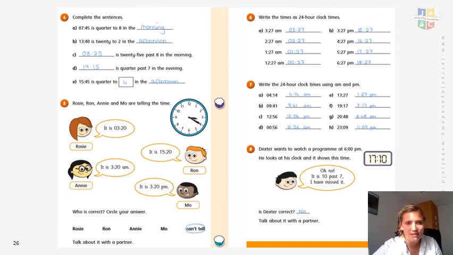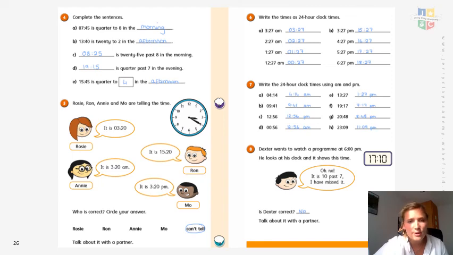And finally, 15:45 is 3:45 in the afternoon. If you put 2:45, remember the time there says it's 45 minutes past 3, so it's trying to get to the 4.